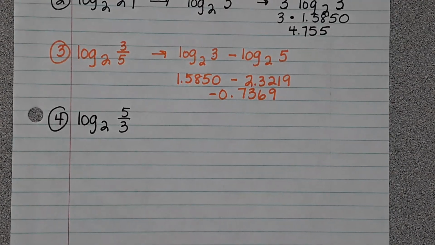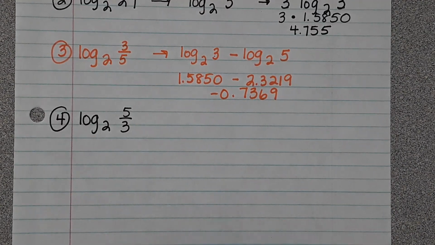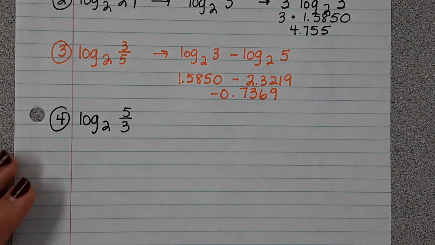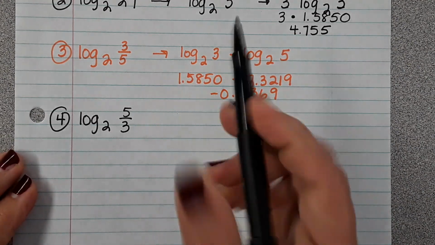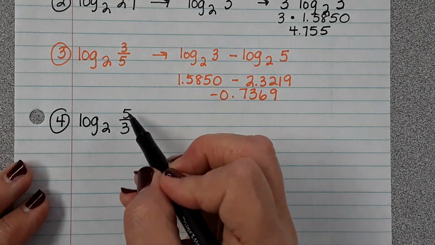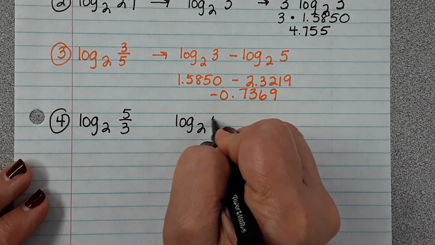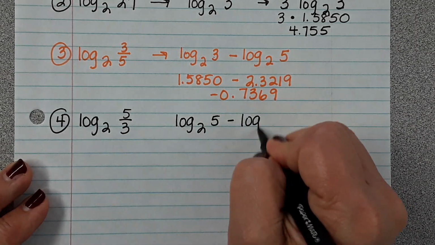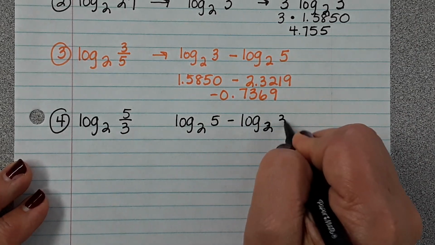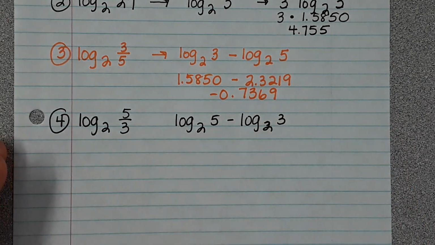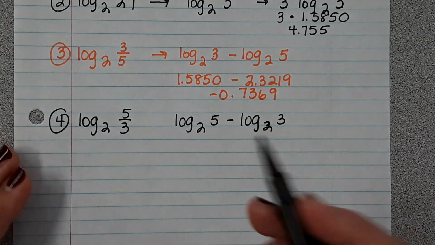Here's number 4. Let's see if you guys can try it on your own. It looks a lot like the example. But what's the difference? Yep, 5 is first and then 3. Since the numerator is 5, that's what we're going to put first, and then we'll put 3, because that's the denominator. I gave it to you. I didn't expect you to know it.